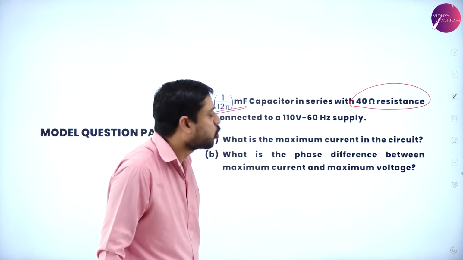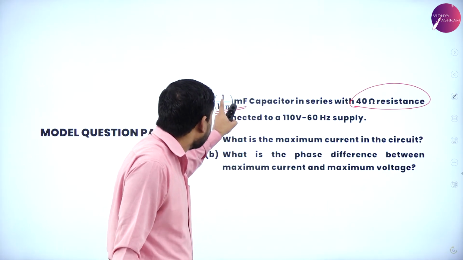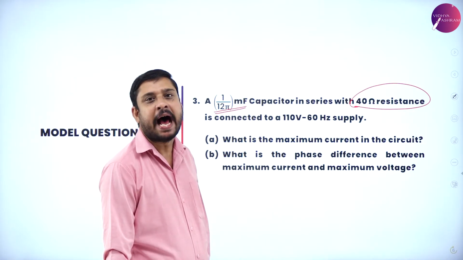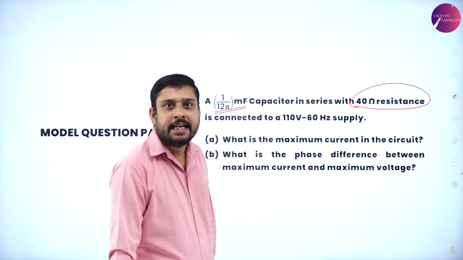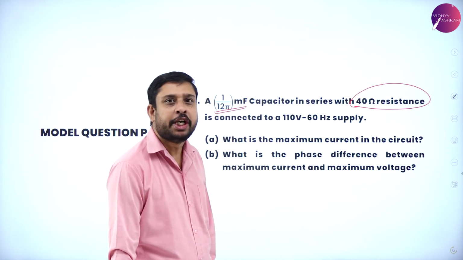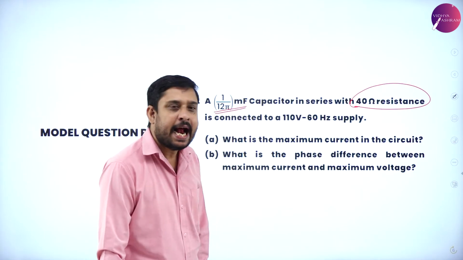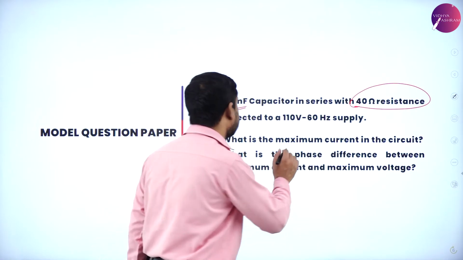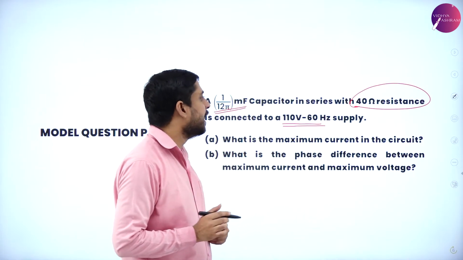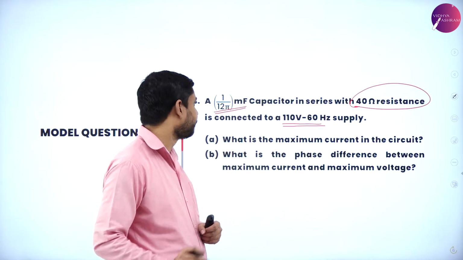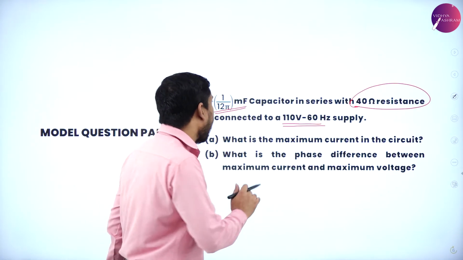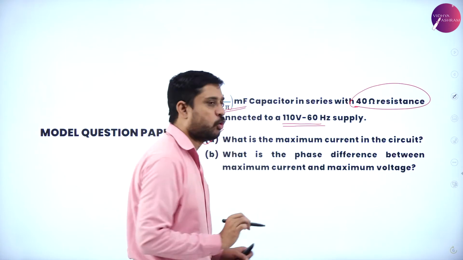What is the capacitance value given? 1 divided by 12 pi millifarad. It is connected in series with a 40 ohm resistance, and the supply is 110 volt, 60 hertz.